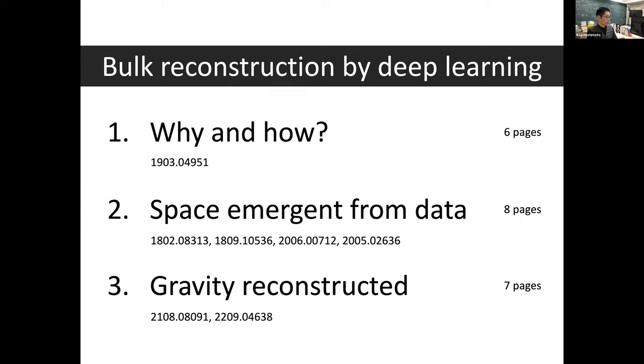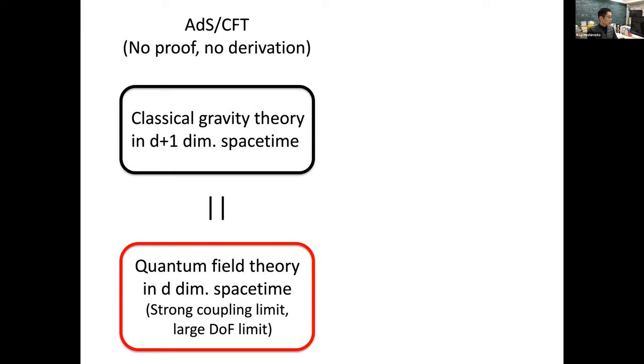On your left, we have the standard cartoon for the AdS/CFT correspondence. We have a classical gravity theory in D+1 dimensional spacetime, and at the bottom, a quantum field theory in D dimensional spacetime. At the strong coupling limit and large N limit, these are supposed to be equal in holography. Based on this general belief, we try to build a nice gravity theory which corresponds to QCD, for example.